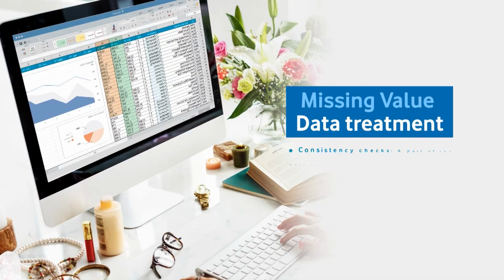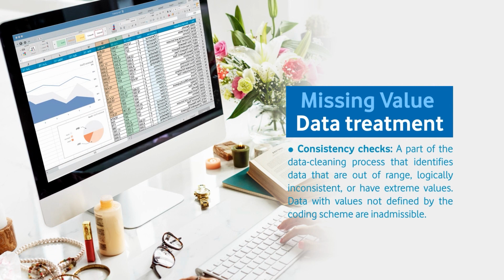Going forward, the next topic is consistency checks. As a scholar, how do you check the consistency of the data set? As part of the data cleaning process, how do we understand consistency checks? A consistency check is a part of the data cleaning process which identifies data that are out of range, logically inconsistent, or have extreme values.